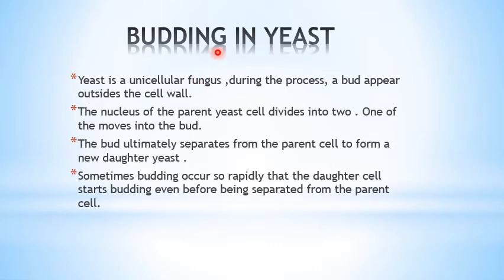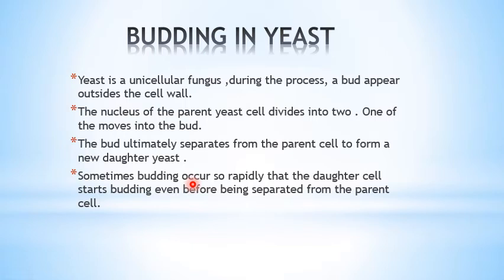Budding in yeast. Yeast is a unicellular fungus. Basically fungi are multicellular; we have only one exception, a unicellular fungus, that is yeast. During the process a bud appears outside the cell wall. The nucleus of the parent yeast cell divides into two. One of the nuclei moves into the bud. The bud ultimately separates from the parent cell to form the new daughter yeast.